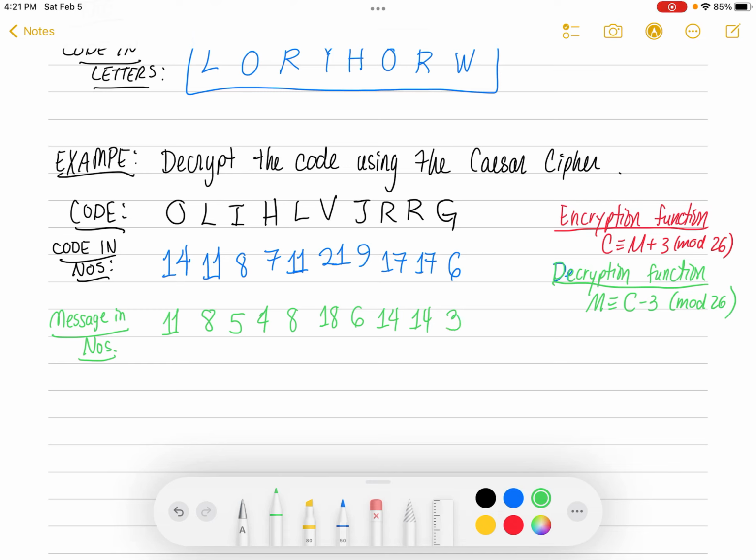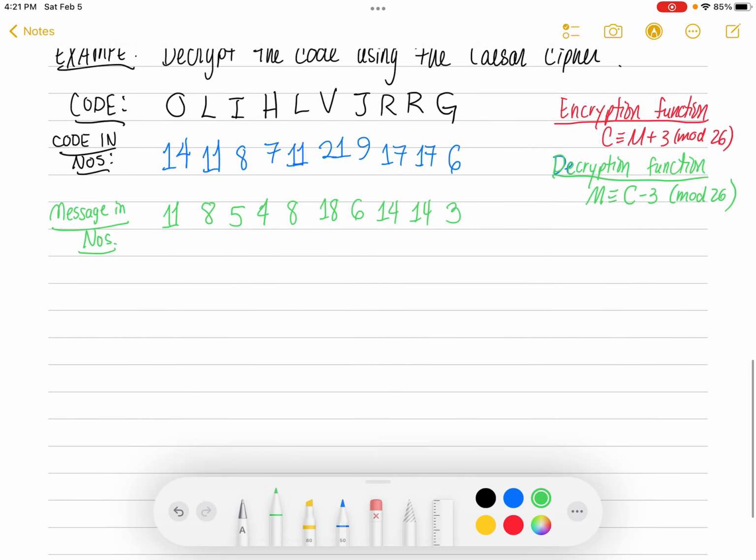And none of those we really had to reduce mod 26. Well, if we got like a negative number, for example, if we had 1 minus 3 and got negative 2, then we'd have to add 26 to that, in which case we get 24, but we didn't have to do that. We didn't get any negative numbers that we needed to reduce mod 26.